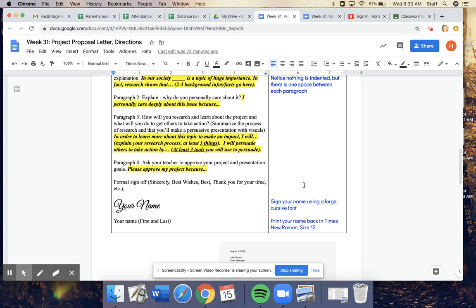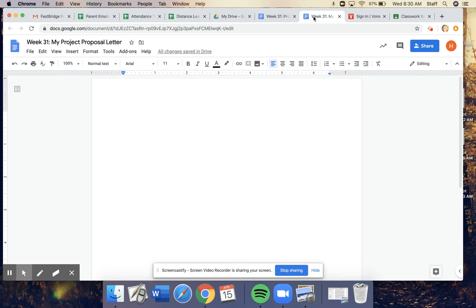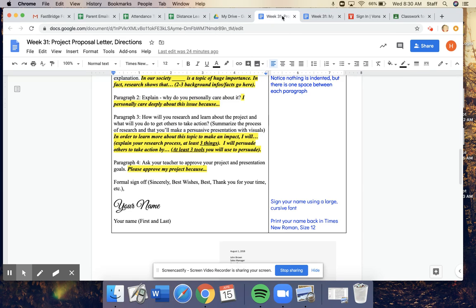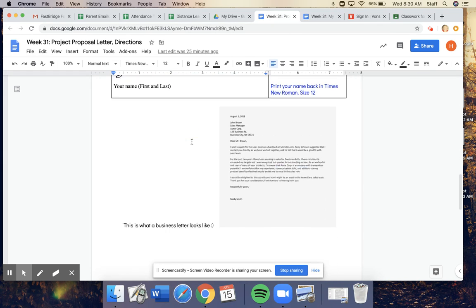Now, where you are going to type this all is in this blank document. Yes, you need to do all the formatting yourself, but you can do it. If you need any help, come to office hours tomorrow. I'd love to help you and I would love to walk you through it. This is generally what a business letter ends up looking like if you need an image to help you out.